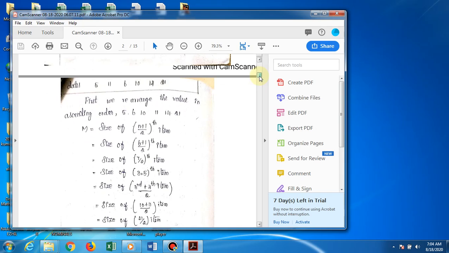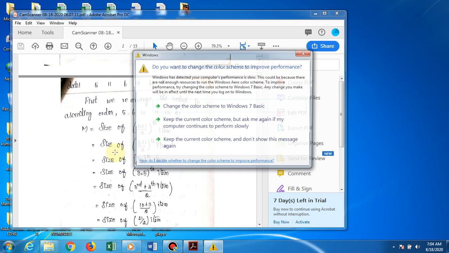First you see the values 5, 11, 6, 10, 14, 21 they have given, girls. So first what we have to do is arrange this in ascending order, from small to big. Then the formula for this is size of n plus 1 by 2th item. Here n means how many values are given? 1, 2, 3, 4, 5, 6. That is n is equal to 6.